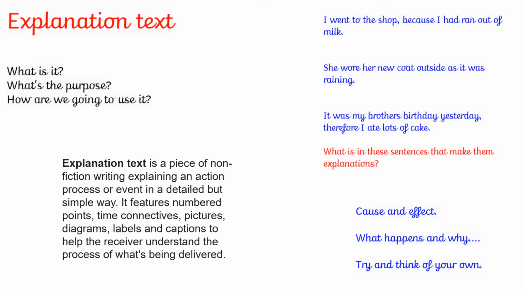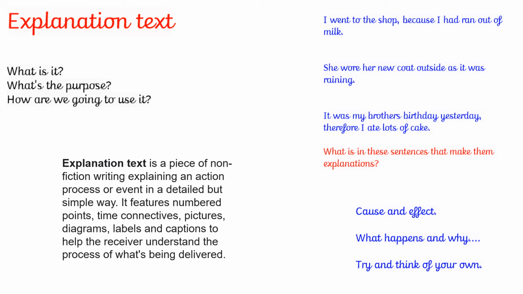So I've got 2 more. She wore her coat outside as it was raining. Again, I've added in a subordinating conjunction to tell the reader why she has put her coat on. It was my brother's birthday yesterday, therefore I ate lots of cake. And again, I've added a conjunction to tell what happened. So it's always giving that little bit of detail as to why something is happening.